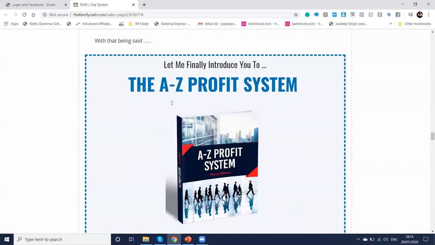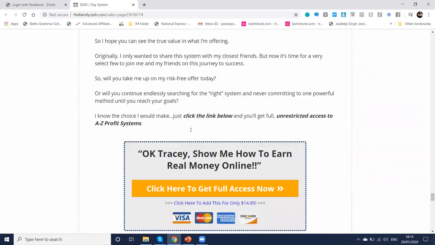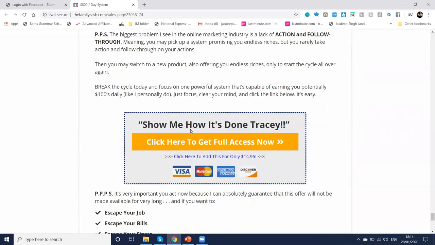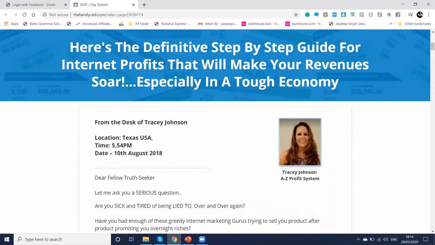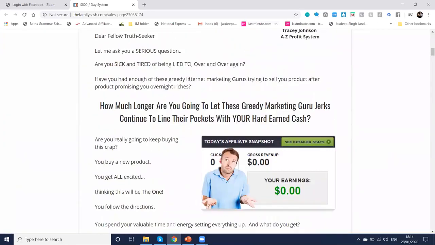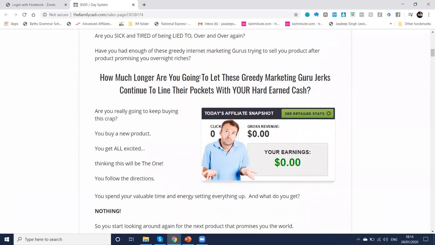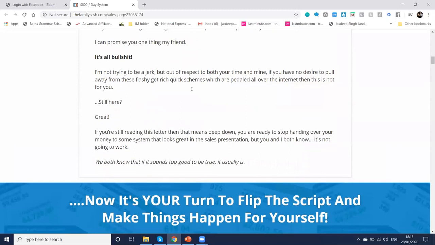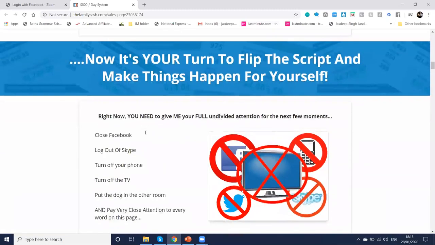All right. This is another thing that you must be fully aware of, that your reader's not always going to just read from top to bottom. It's very likely that they're going to scroll through. Okay. This is going to catch their attention. They're going to be reading these little subheadlines. So look, how much longer are you going to let these greedy marketing guru jerks continue to line their pockets with your hard-earned cash? Now it's your turn to flip the script and make things happen for yourself. All right.